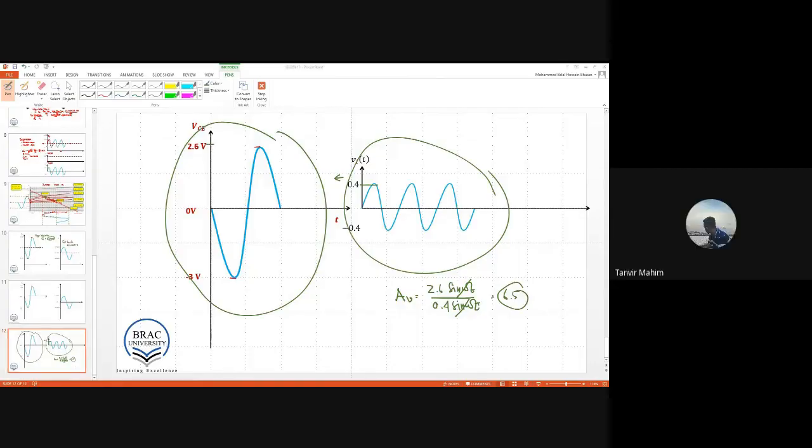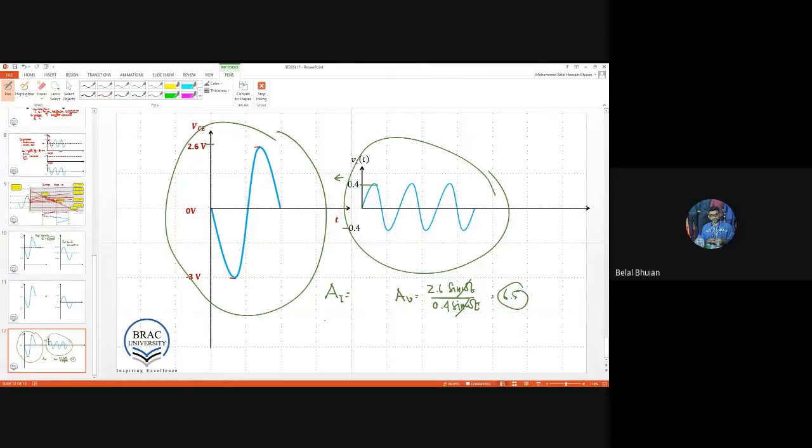Sir, what is the full form of AV? AV is amplification, voltage amplification. Sir, is there a similar expression for current? It could be done as well for current. It is called AI, current amplification.